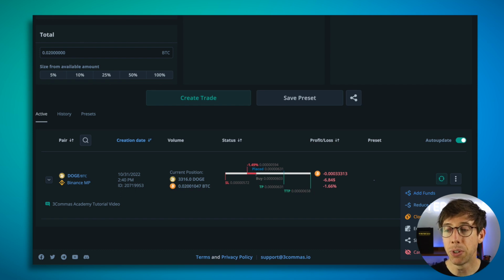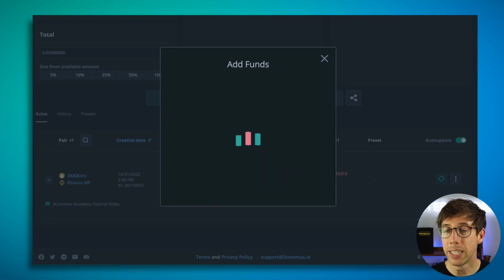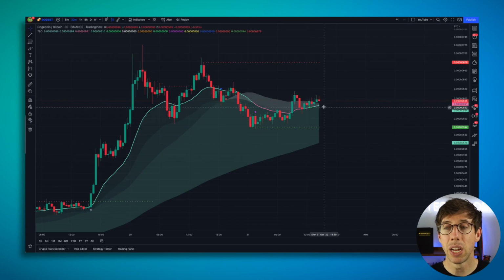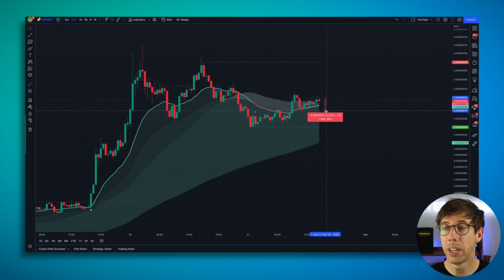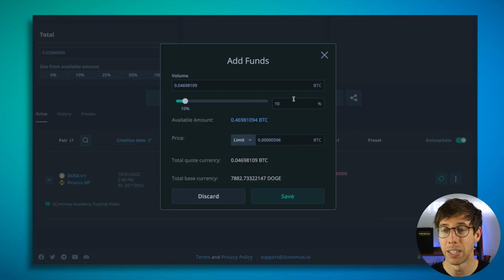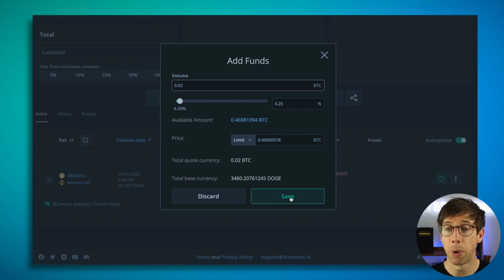Now, this one, add funds, reduce funds, is interesting. What this does is it allows me to buy more of Doge at a lower price, either with a market order or I can choose a limit order. So if I decide, no, I don't want to get stopped out at 4%, wherever that was, at about here, I actually want to apply another order to buy some more because I think it's going to go higher. So let's go ahead and place another buy order right about here at 578. So we're going to choose the limit order of 578, and I'm going to choose to add another 0.02 at this price, which shows me that it's just 4% of my portfolio.